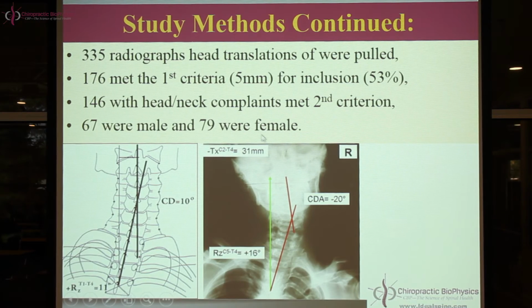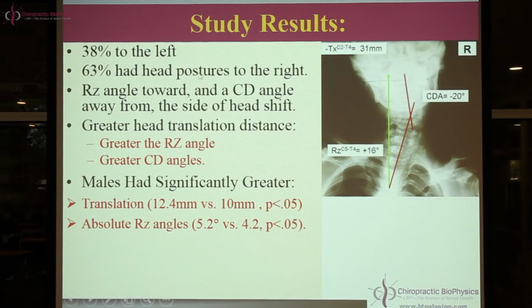67 were men, 79 were female. Okay? Study results. 38% of the people that we identified went to the left. 63% went to the right. Now, if you do the math, it looks like a typo, but we actually rounded up. So, it should say 62 point whatever and 37 point whatever. But, give me a break. Don't contact me and say, hey, Deed, 63 and 38, that's 101, not 100. I know, it was rounded up. We'll blame Paul Oakley for that one, okay, not me.